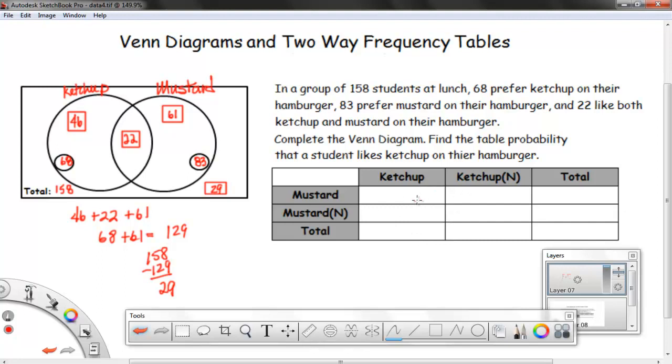Now you can go ahead and fill out the frequency table if you want. Maybe we'll go ahead and do that anyway. So this is the joint one, so this would be a yes and yes right here. So that would be 22. The ketchup only was 46. And that has to be our column total, right? That would be 68, and that does work. Now I have 61 that only liked mustard. And then I had 29 that didn't like anything. So that column total would give me 90.